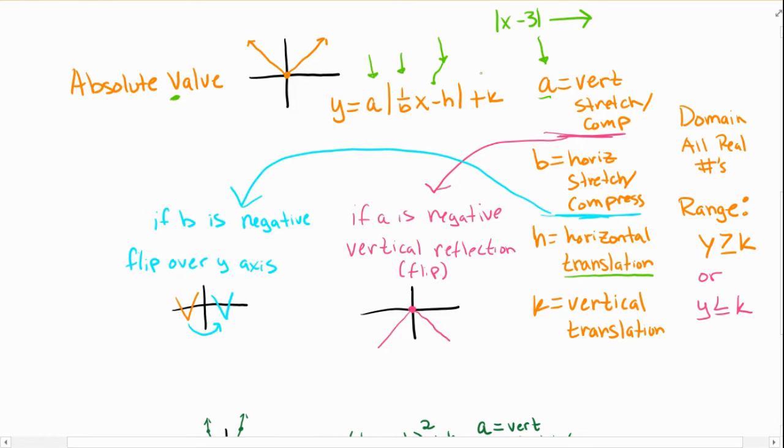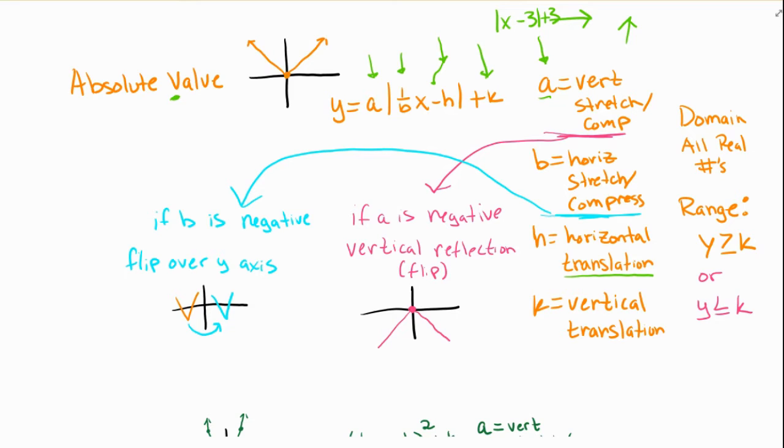The k value moves it up or down. So if you have a k value, so let's say this x minus 3, if we had plus 3, well, that would move the entire v up. And if it was subtraction, it would move that v down. So the thing about the h and the k value is it is just shifting it. It does not change the shape of the v, it just moves it.